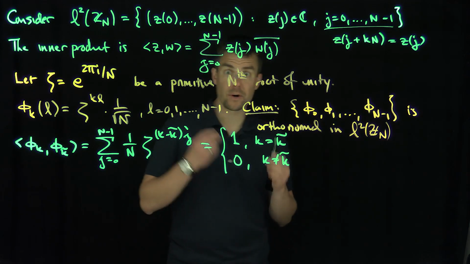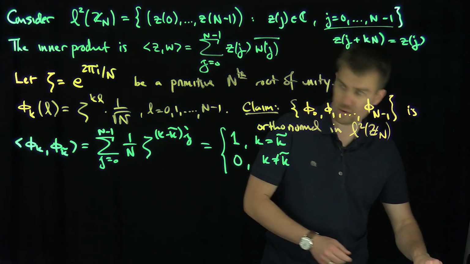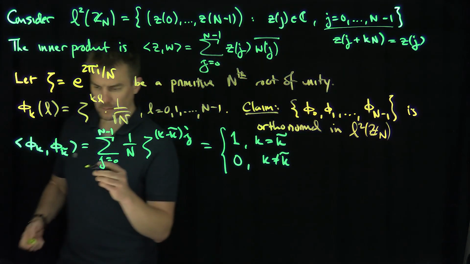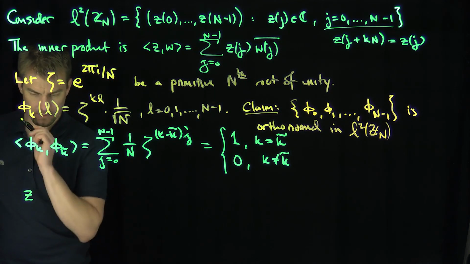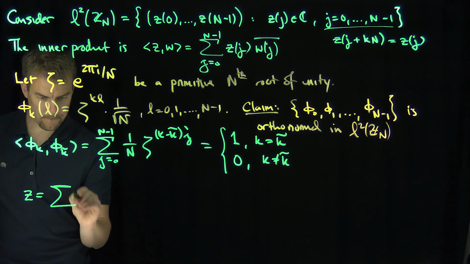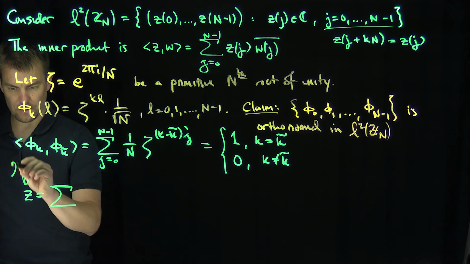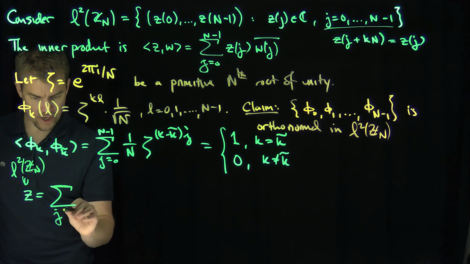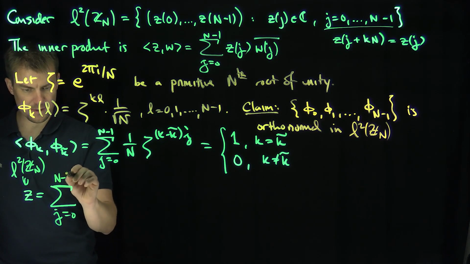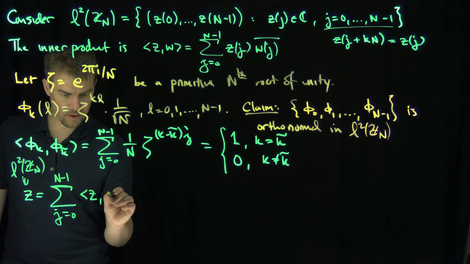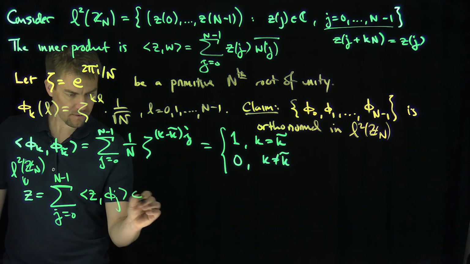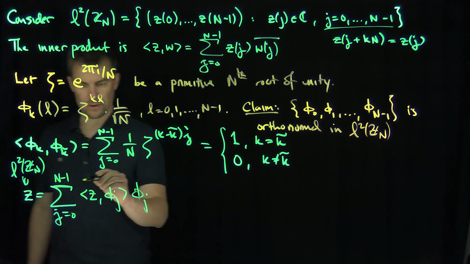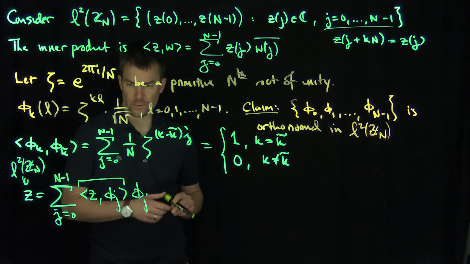And so now I want to use the fact that I can expand any function in an orthonormal set. That allows me to write any z, any L2 function on Zn, any L2 vector, as the sum, j goes from 0 to n minus 1 of the inner product of z with phi j, times phi j. And so what are these coefficients? Let's write out what those things are going to be.